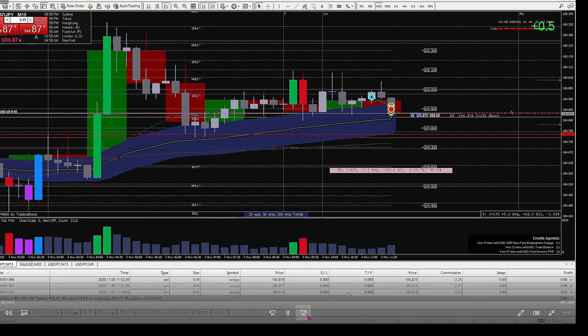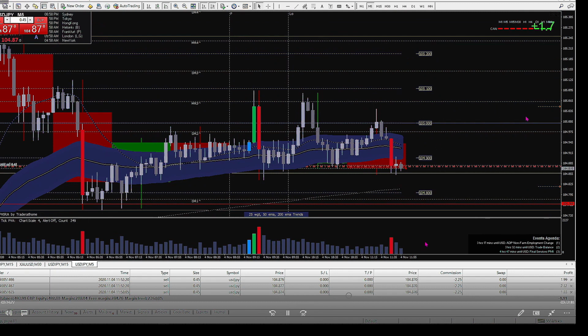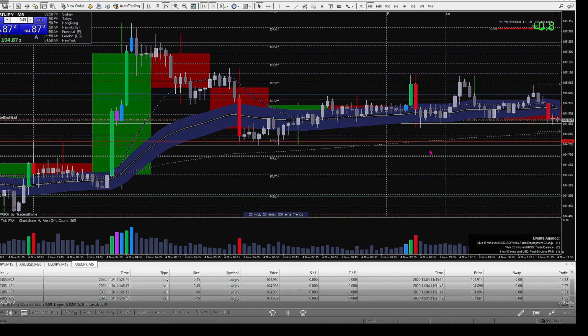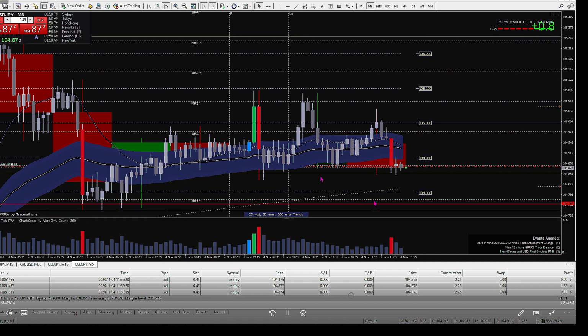So I added another position. See how price just isn't doing anything? It's very influenced by news. I looked at my account and I was down quite a bit.